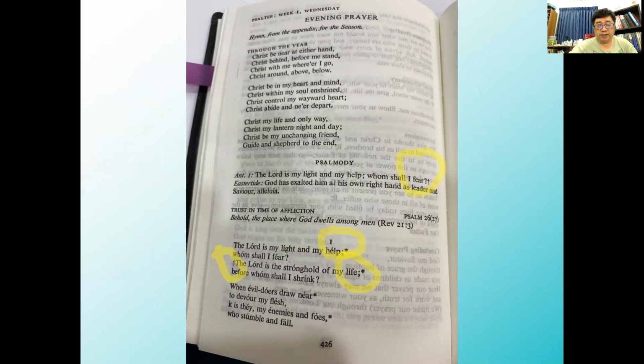So if we were to chant this using the same tune, la la la la la la la la, the Lord is my light and my help, whom shall I fear? The Lord is the stronghold of my life, before whom shall I shrink? So in this example, I chanted straight away the antiphon and the first verse at one go, instead of repeating the antiphon again.